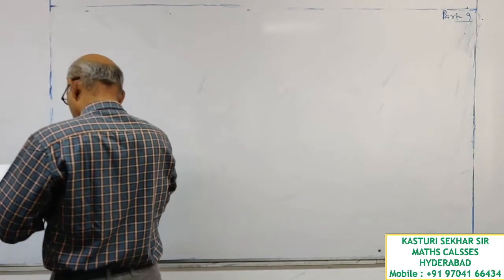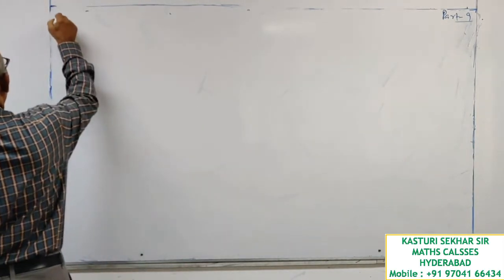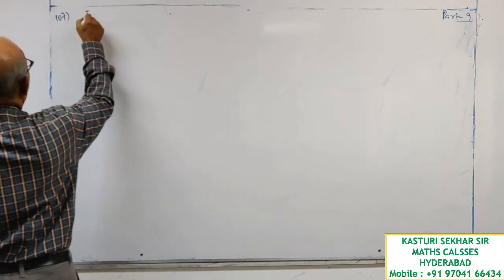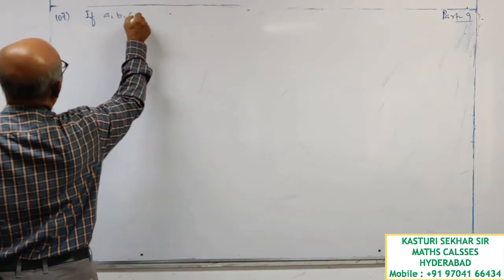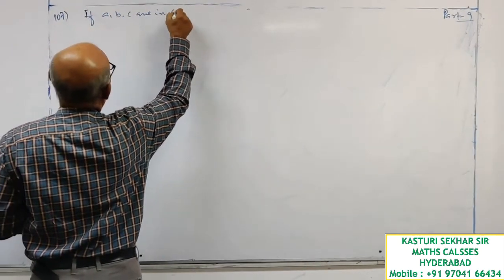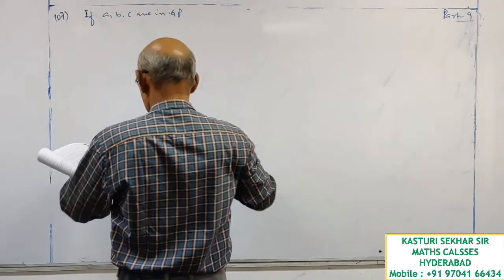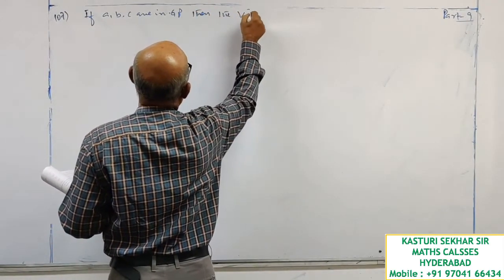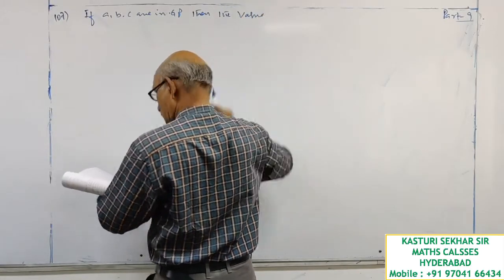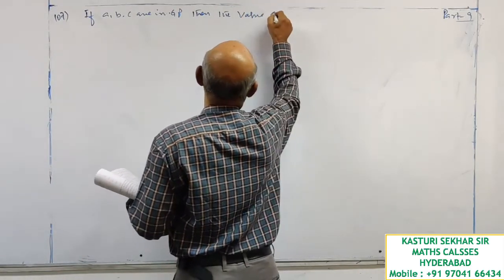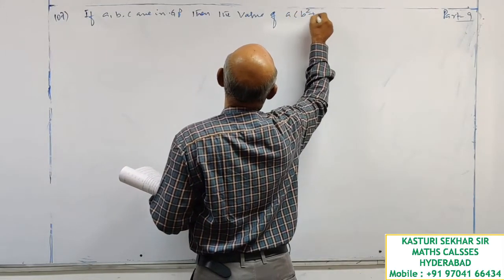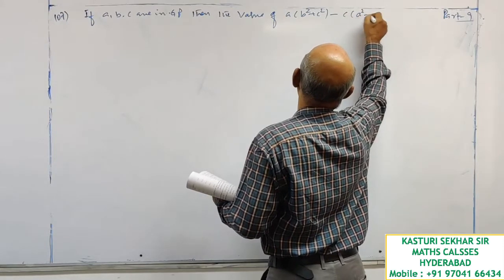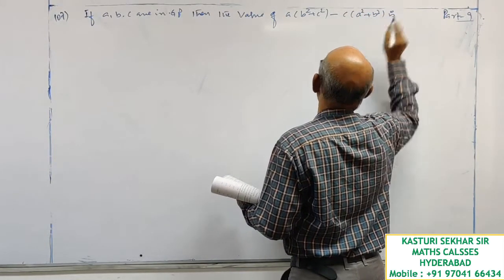Question number 107. If a, b, c are in geometric progression, then the value of a into (b square plus c square) minus c into (a square plus b square) is?